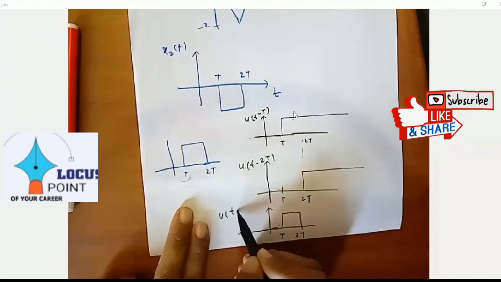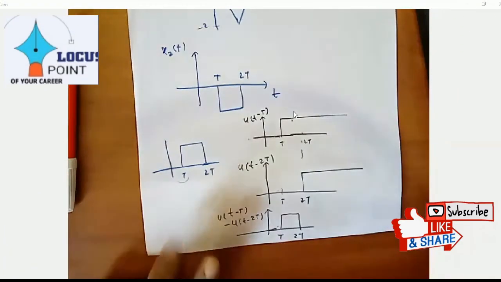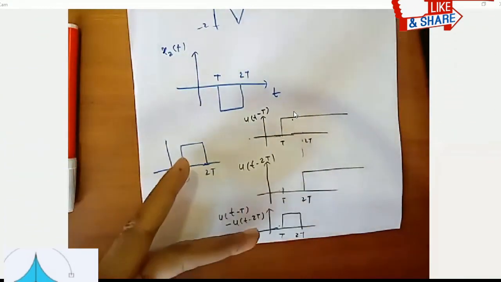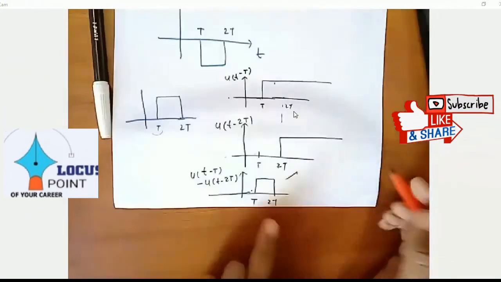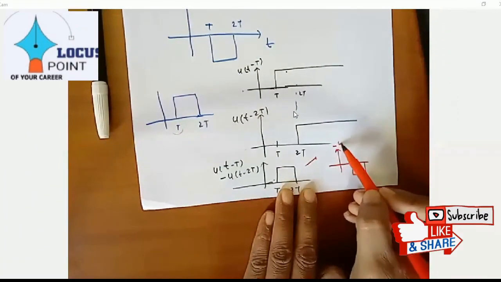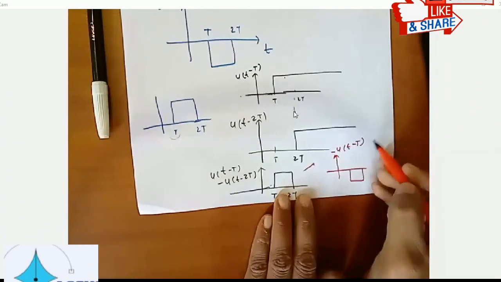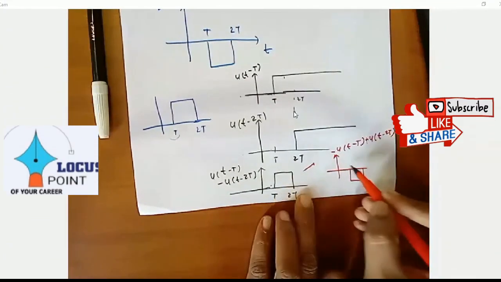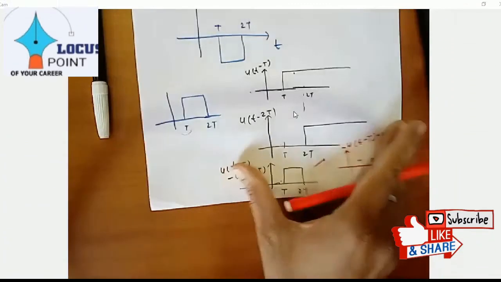So what is the equation of this? u of small t minus capital T minus u of small t minus 2T. You have got the answer. And when you multiply this whole function by minus, the graph will be inverted. That means finally, if you multiply, your graph will be like this. It will be minus of u of t minus T, and this minus will become plus, so this will become T and capital T. I hope everybody understood my point.